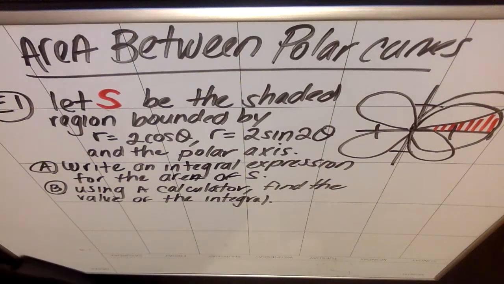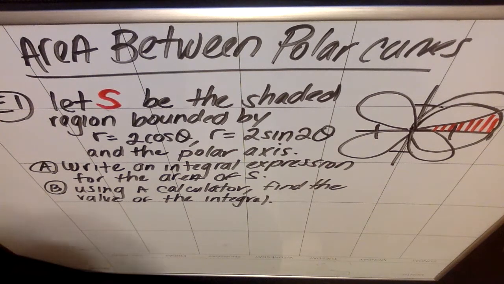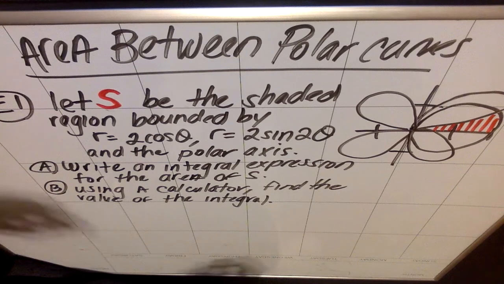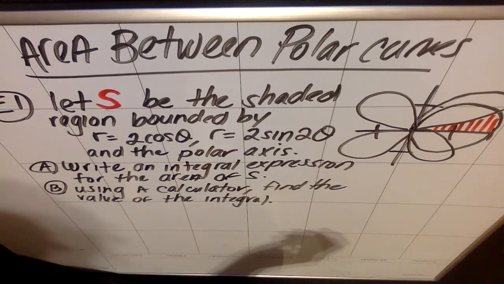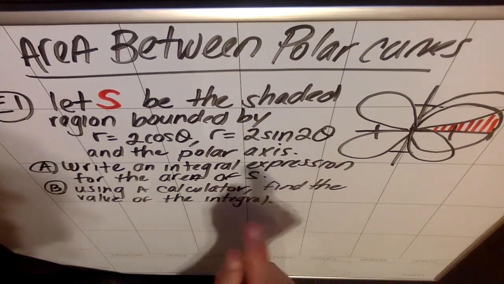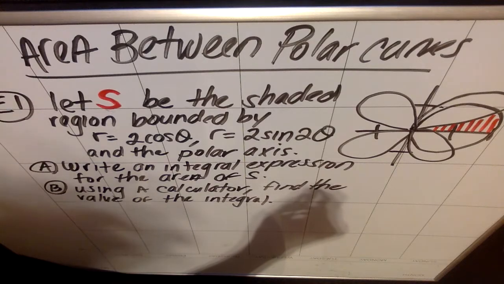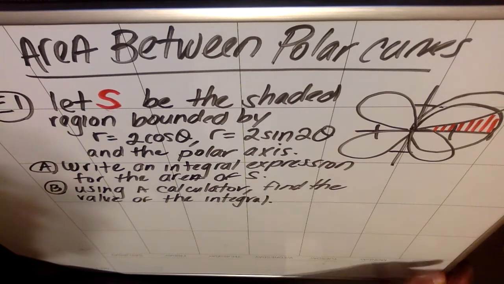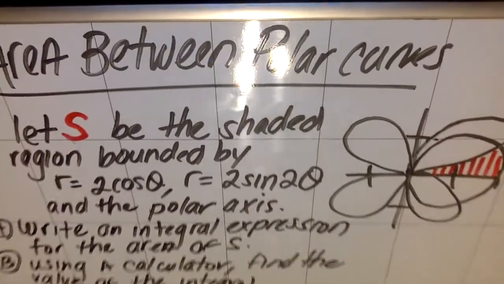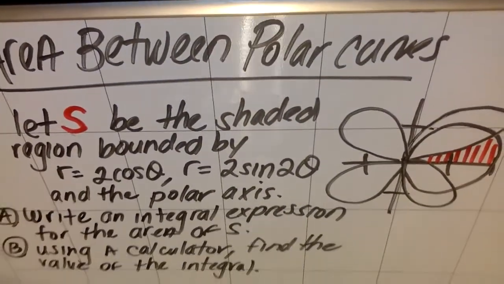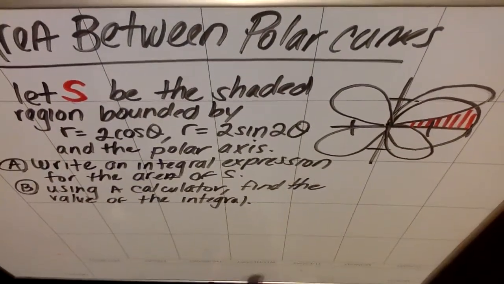We're going to do an example of the area between two polar curves. I color-coded my particularly bad graph, but you'll see what I mean in a sec. So, example 1, let S in red be the shaded region bounded by the curves r equals 2 cosine theta, r equals 2 sine 2 theta, and the polar axis. So that's this red section right there, right? The red section is area S.